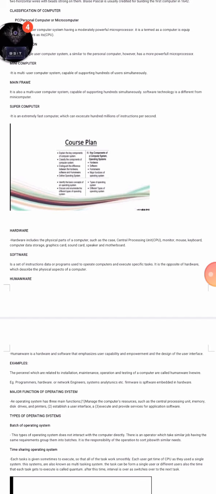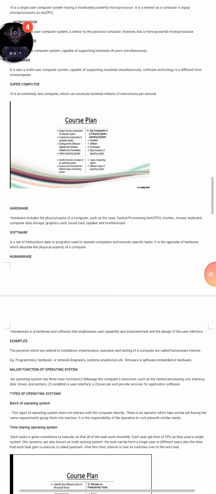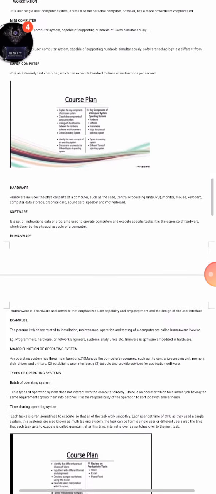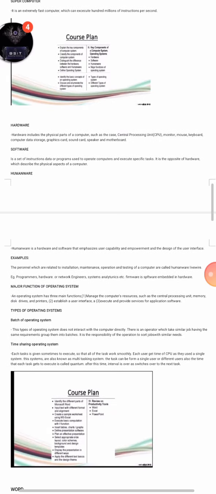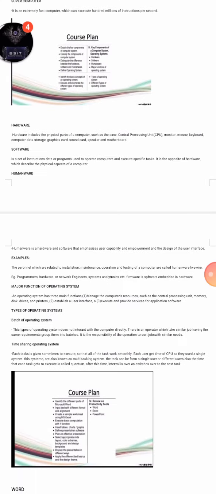Software. It is a set of instructions, data, or programs used to operate computers and execute a specific task. It is the opposite of hardware, which describes the physical aspects of a computer. Humanware. Humanware is hardware and software that emphasize user capability and empowerment and the design of the user interface.